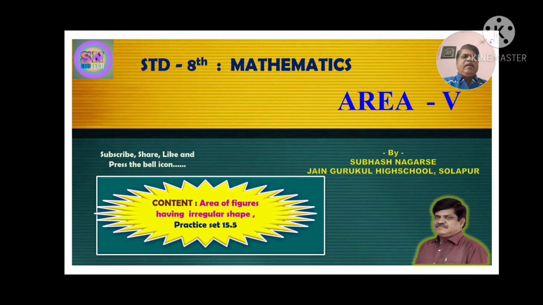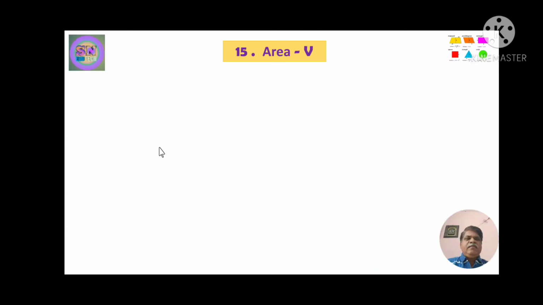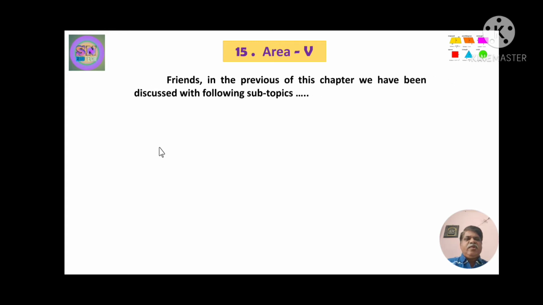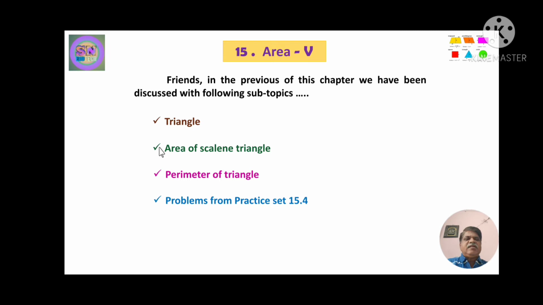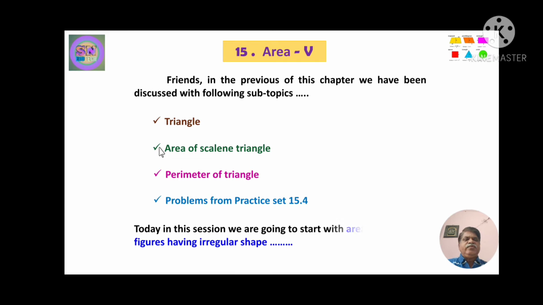The topic is Area Part 5. In this session, we are going to discuss the area of figures having irregular shape and the practice set 15.5. Friends, in the previous session of this chapter, we discussed the following important subtopics: triangle, area of the scalene triangle, perimeter of a triangle, and problems based on practice set 15.4. Today in this session, we are going to discuss the area of figures having irregular shape.